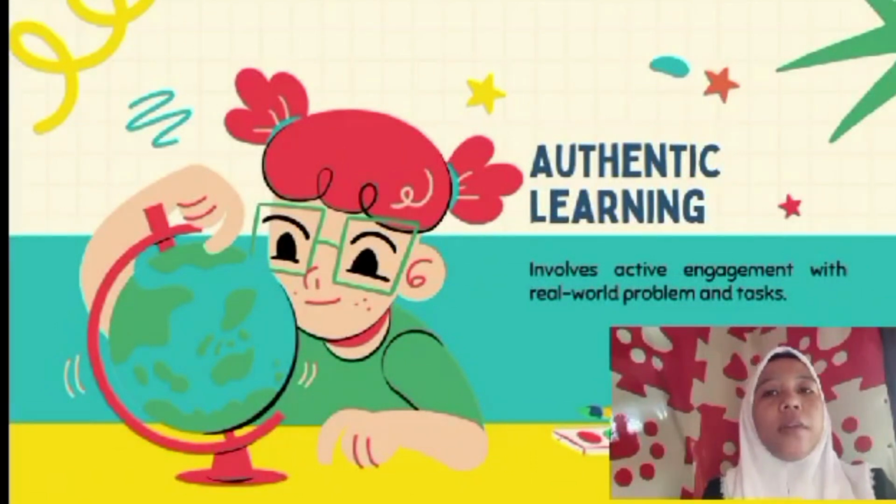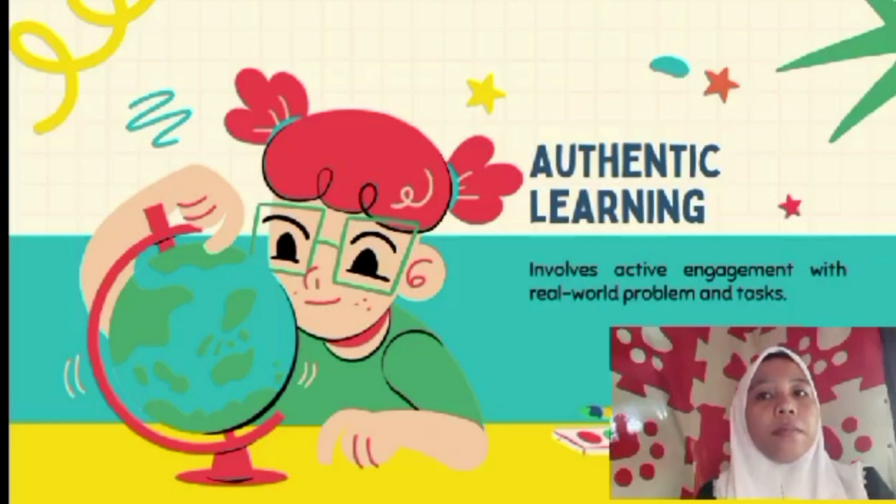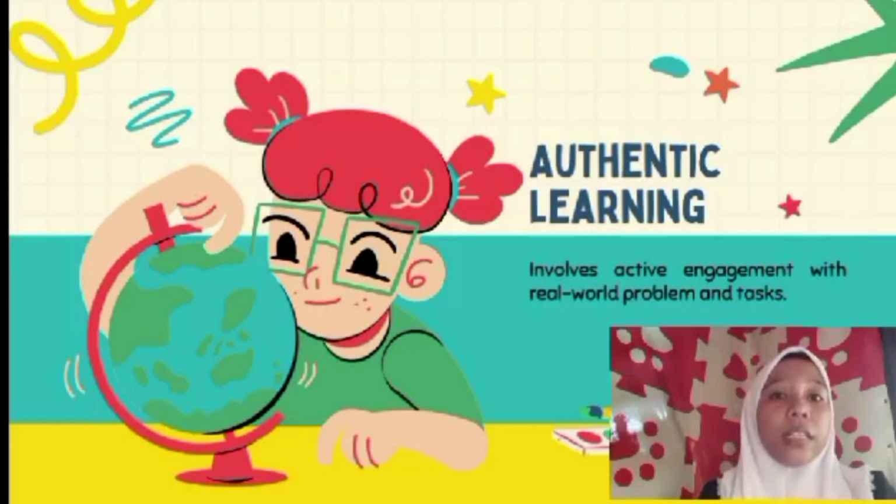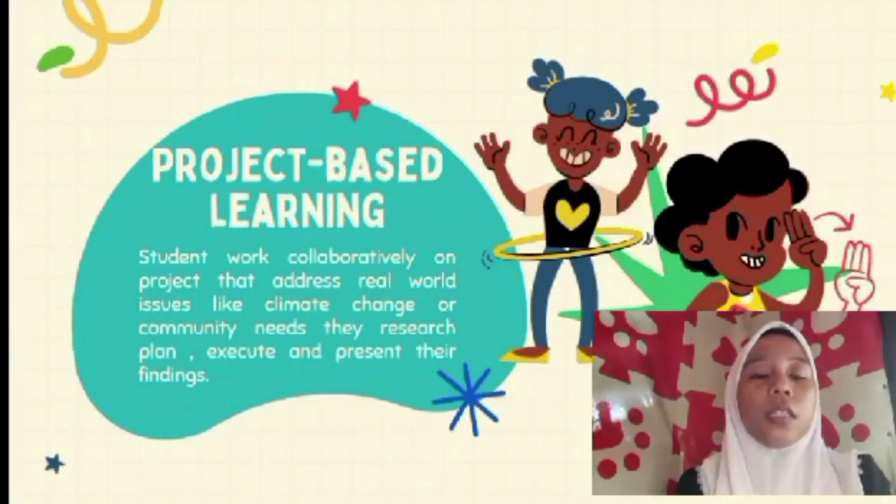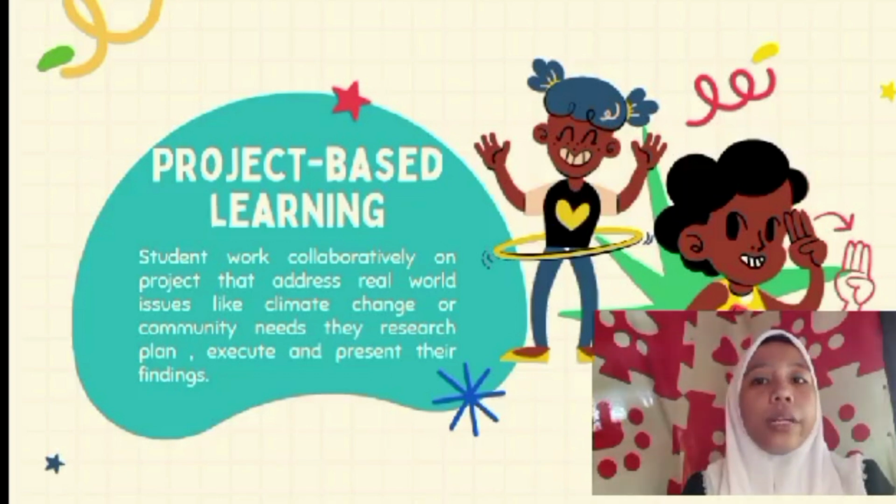Authentic learning involves active engagement with real-world problems and tasks. It is all about applying knowledge and skills in meaningful contexts, not just memorizing facts for tests. Here are some examples of authentic learning. First is project-based learning. Students work collaboratively on projects that address real-world issues like climate change or community needs. They research, plan, execute, and present their findings.